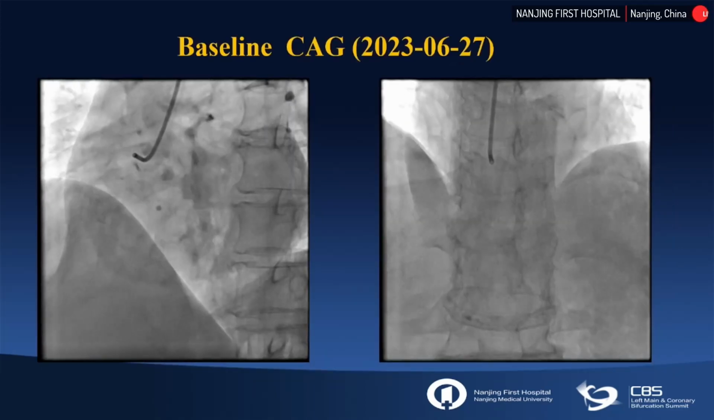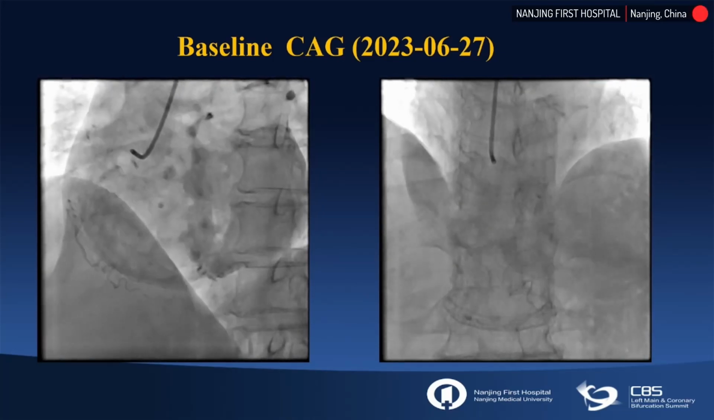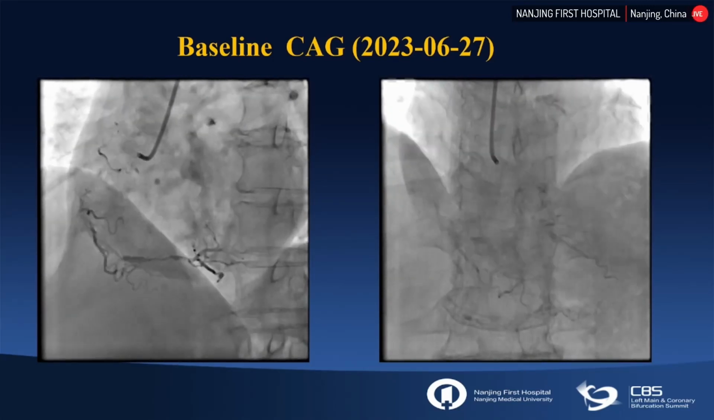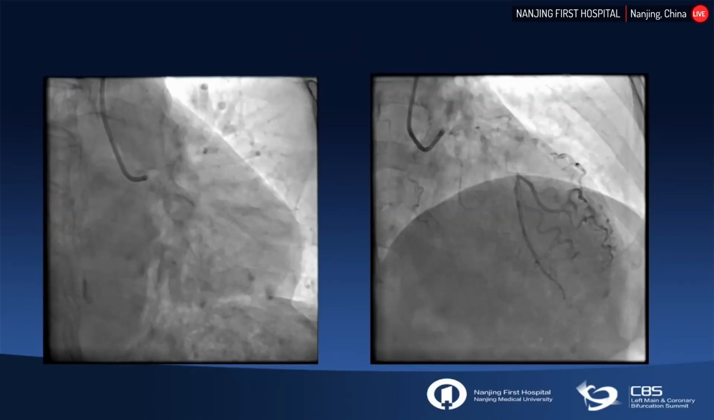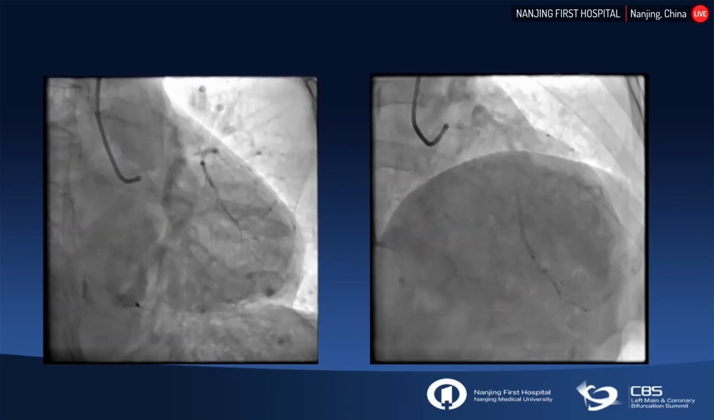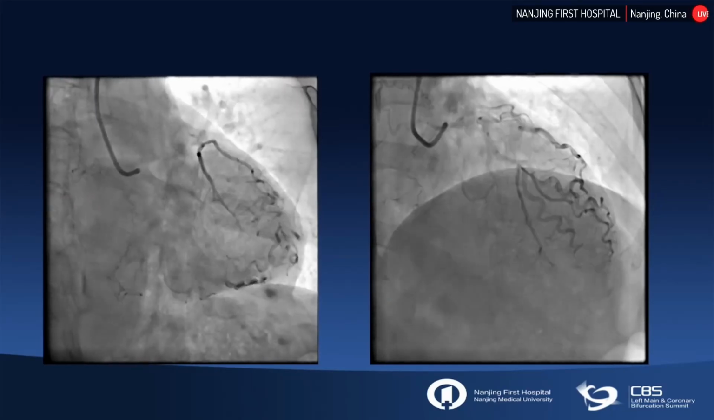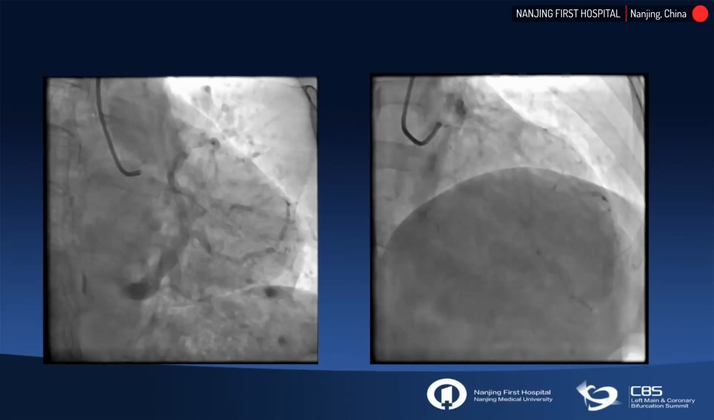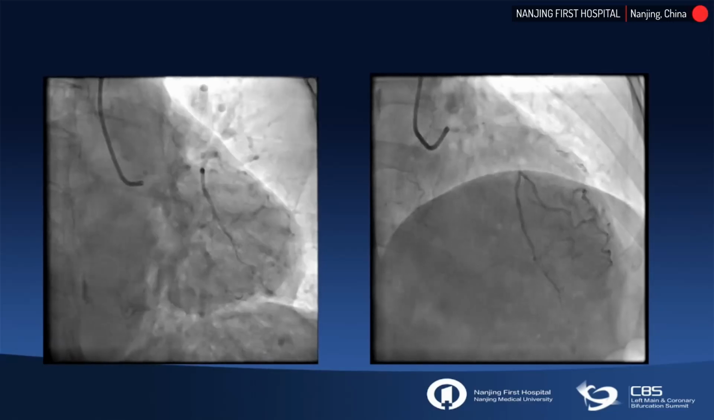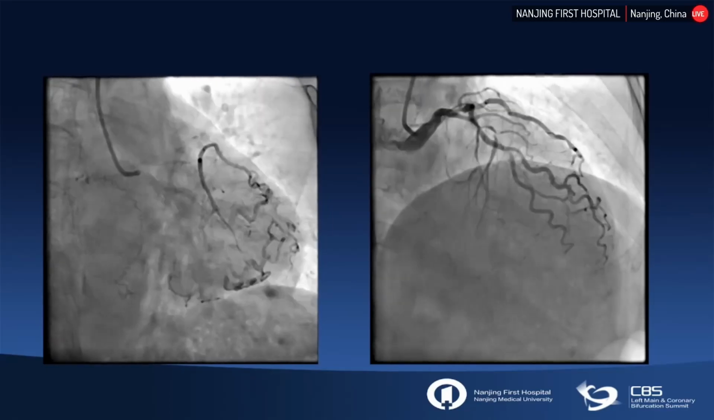Next. From the LAO cranial position, we show the RCA is a diffuse lesion with a serious narrow lesion. Next. From the caudal and RAO cranial position, we see the LCX is a borderline lesion and the proximal LAD is a serial narrow lesion, and the middle of the LAD is a CTO with calcified lesion.